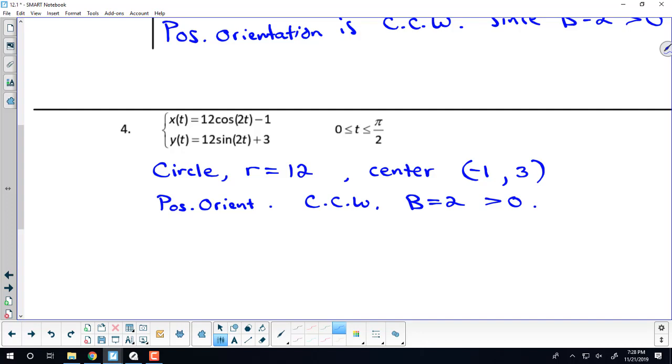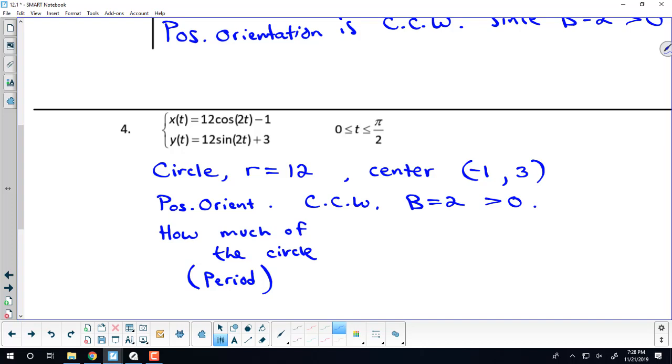And then how much of the circle do we get? 1.5. Half? Does everybody agree? Do we get half a circle? Or something different? Yeah. Half a circle. And so t ranges from 0 to pi over 2.